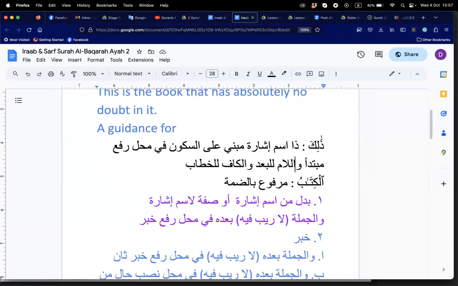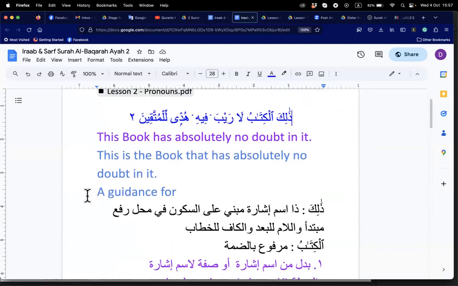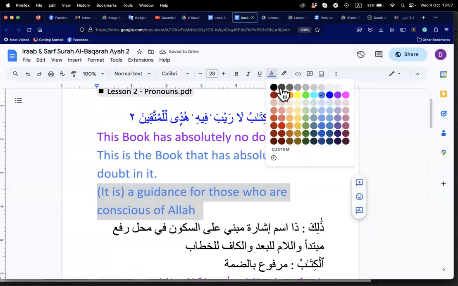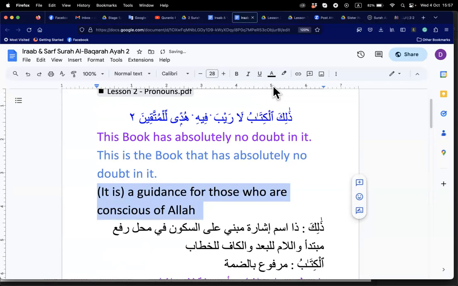So here the translation, you can just say guidance like this. Maybe if you say this is a hal, or if you say it's a khabar to a mubtada mahdhuf, you might see something like this. It is a guidance. How do we translate muttaqin, Sister Shamima? Those who adopt consciousness of Allah subhanahu wa ta'ala. Yes, for those who are conscious of Allah. Okay, so this one I might change the color later. Any questions for now?